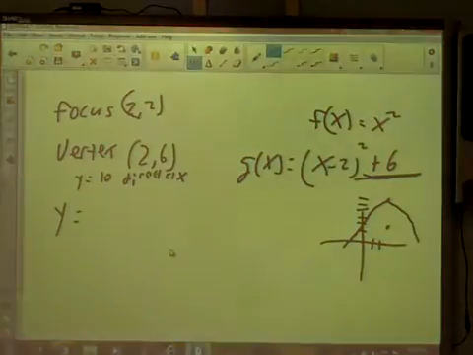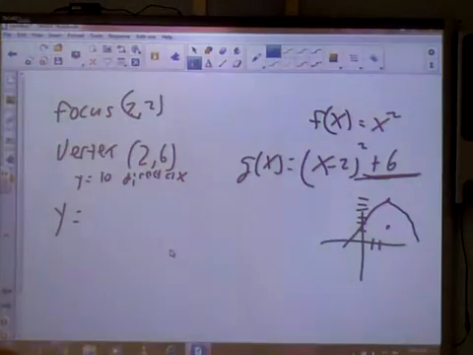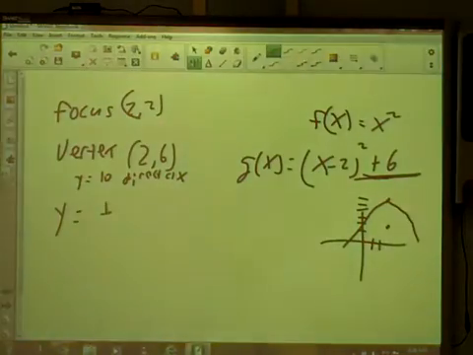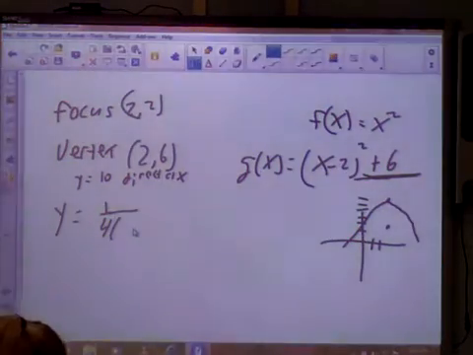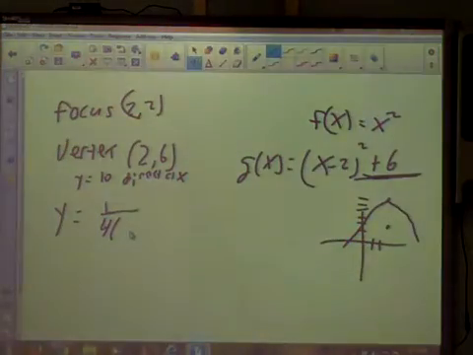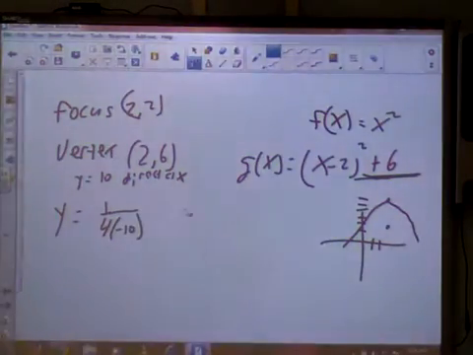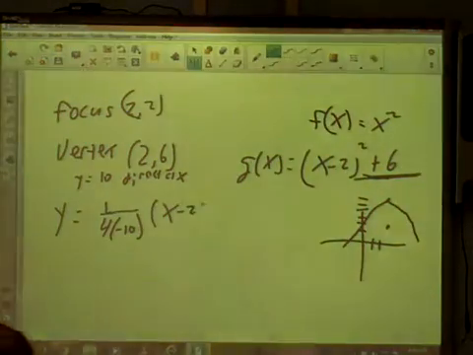Okay, so to write all this now, we've got y equals 1/4 times, what's my p? -2. It comes from my directrix. My directrix is 10. And then we already know everything else.